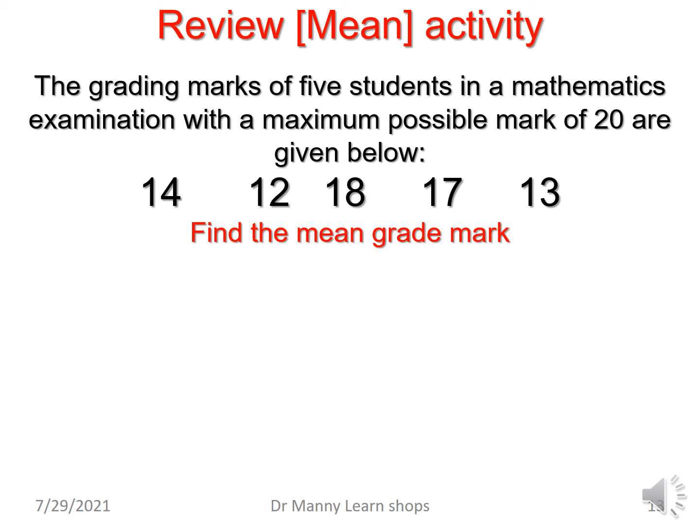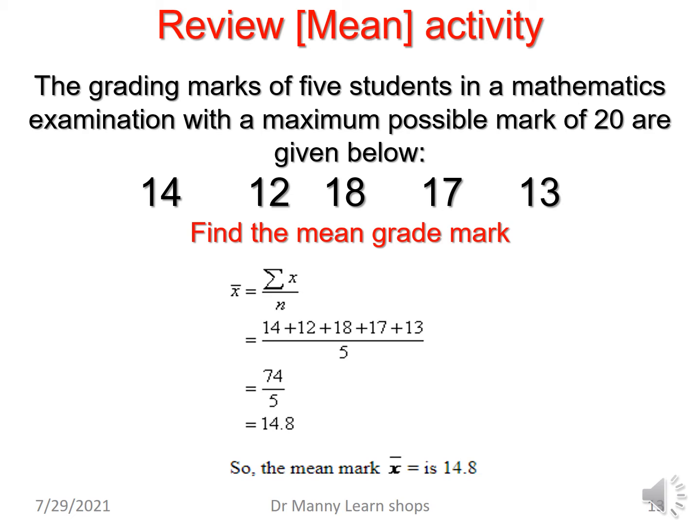Let's review an activity relating to the mean. The grading marks of 5 students in a mathematics examination with a maximum possible mark of 20 are given below: 14, 12, 18, 17, 13. You have to find the mean grade mark for these 5 students. That's the formula. That's the solution. So the mean grade mark is 14.8.